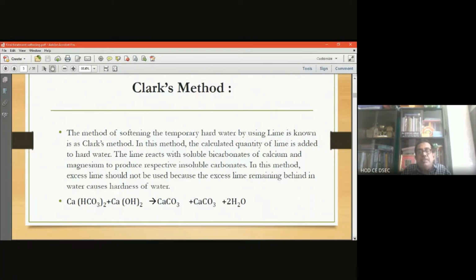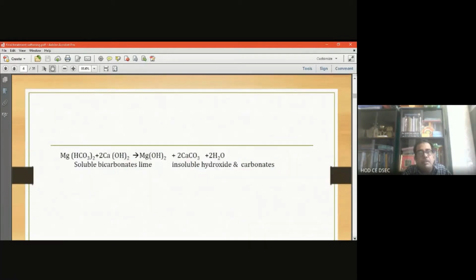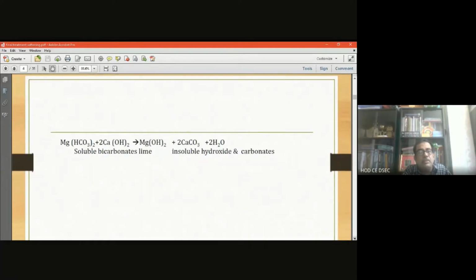But it has to be kept in mind that in this method excess lime cannot be used, because if there is excess lime remaining in the solution after the chemical reaction, then it again creates hardness of the water. So you have to keep in mind that excess lime should not be there for this chemical reaction. So this is the Clark's method.